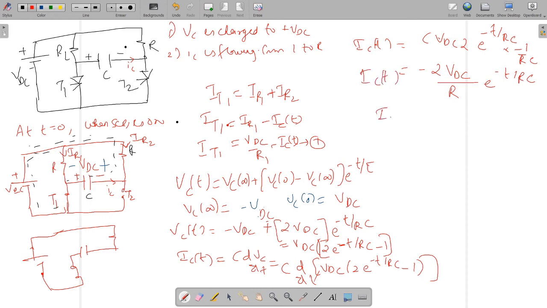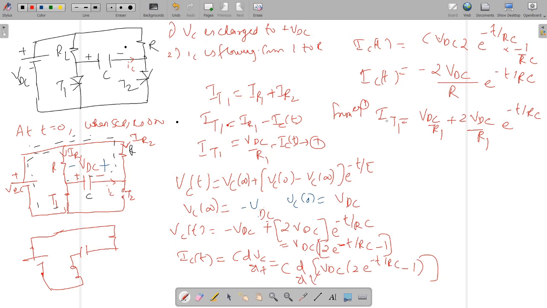So now iT1 will be equal to, from equation number 1. From where did you get this equation? This is equation number 1. So iT1 will be equal to VDC upon R1 minus iC. Now this minus and this minus will give plus, so that will be twice VDC upon R1 e to the power of minus t upon RC. So these are the two equations which you have got. This is the iT1.